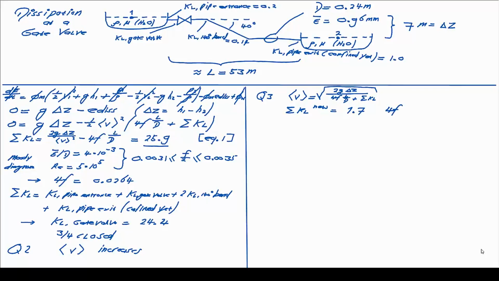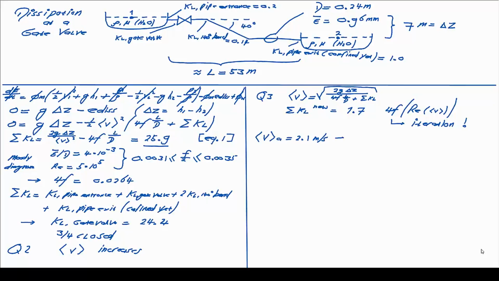Because 4F depends on Reynolds, and thus on the average velocity, we need to use the procedure of iteration. For the values of 4F, once more use the Moody diagram on the formula sheet, together with the appropriate relative roughness of the pipe of 4 times 10 to the power minus 3. Let's start with the velocity from question 1. The average velocity A is 2.1 meters per second.